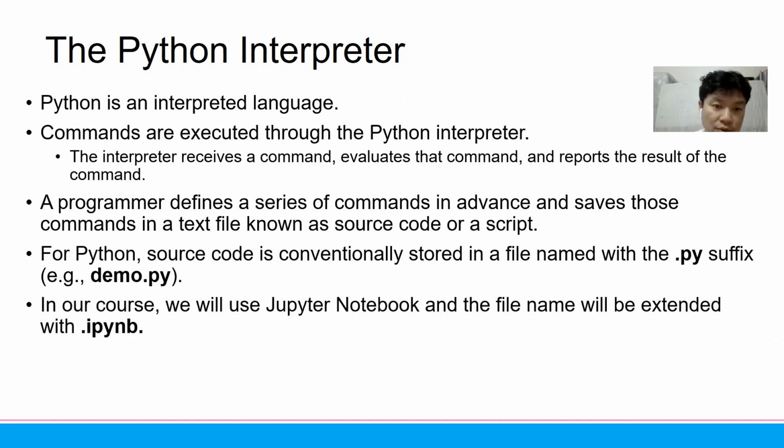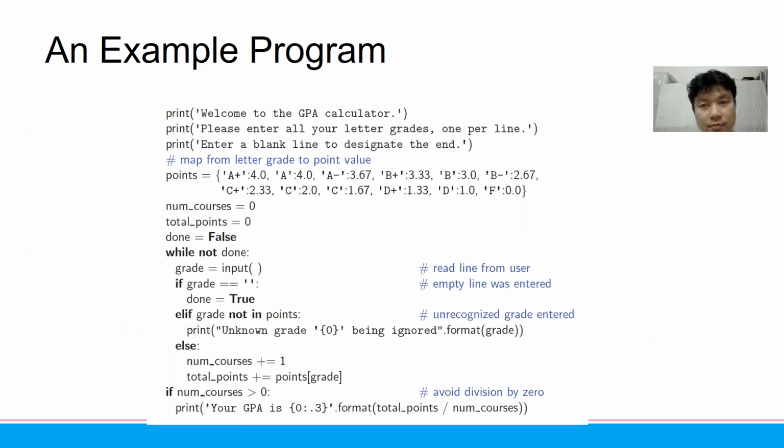For our course, we will use Jupyter Notebook. You already know Jupyter Notebook, and the file name will have the extension .ipynb. Here is an example of a program. It is a little bit complicated now, but of course you will see all these things later, and let's do it one by one. How can you understand this code?